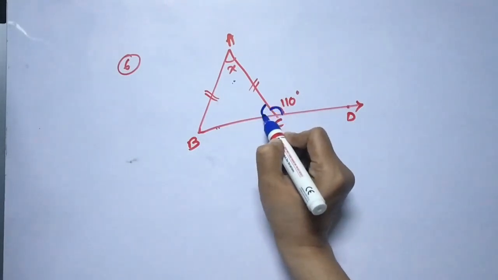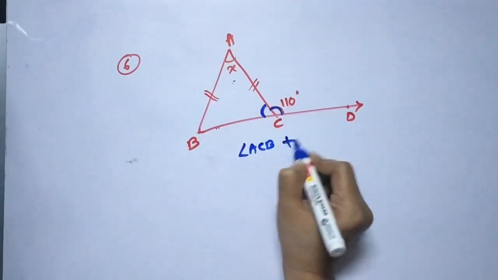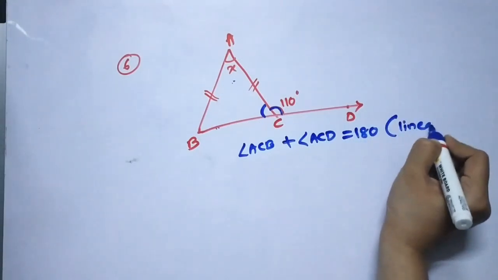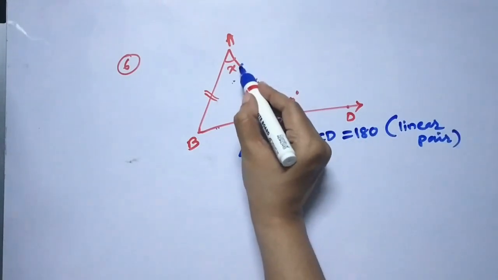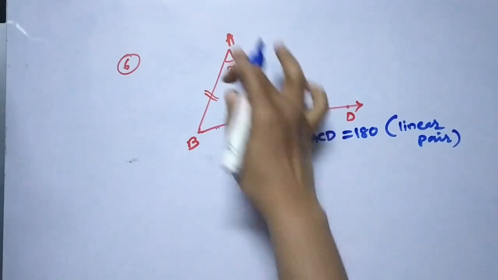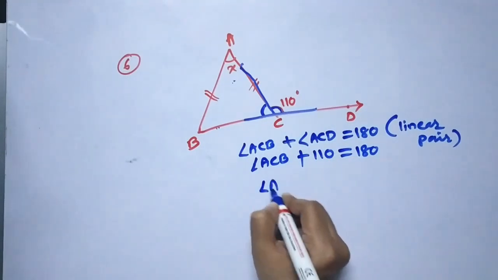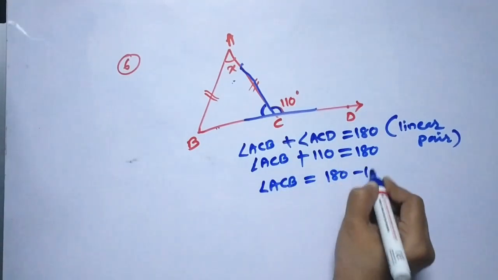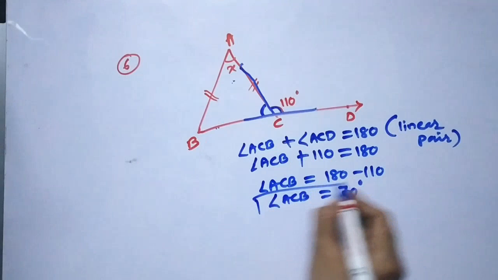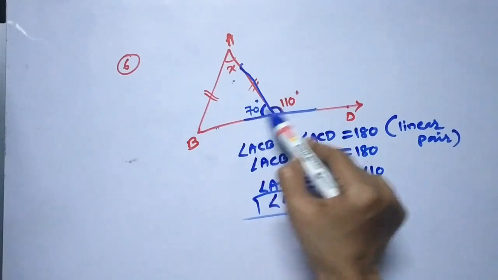And if you notice here, this angle we can find by using linear pair. So angle ACB, this angle, plus angle ACD is making 180 degree. That means you can say linear pair. So this we don't know. So angle ACB plus ACD, which is already given 110. So angle ACB is equal to 180 minus 110. So ACB is equal to what? 70 degree. So friend, this angle we got 70 degree by using the concept of linear pair. These two give addition of 180.